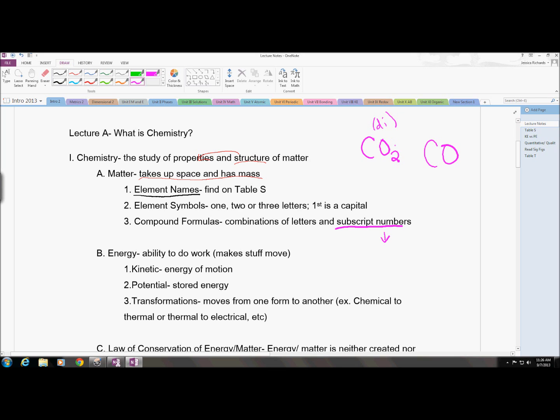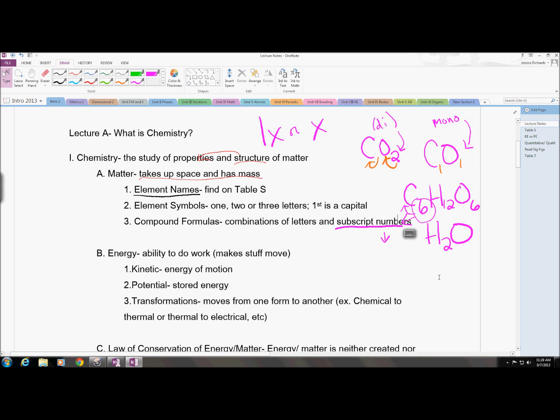Di meaning 2. See the 2 down here? Mono meaning 1. See the 1 down here? So you don't see the 1 because it's just like math class, where you can write 1x or you can just write x. The little subscript always goes to the element that's right in front of it. So 1 carbon and 2 oxygens. You learned other ones in biology like glucose, C6H12O6. Water you usually know coming in, H2O.